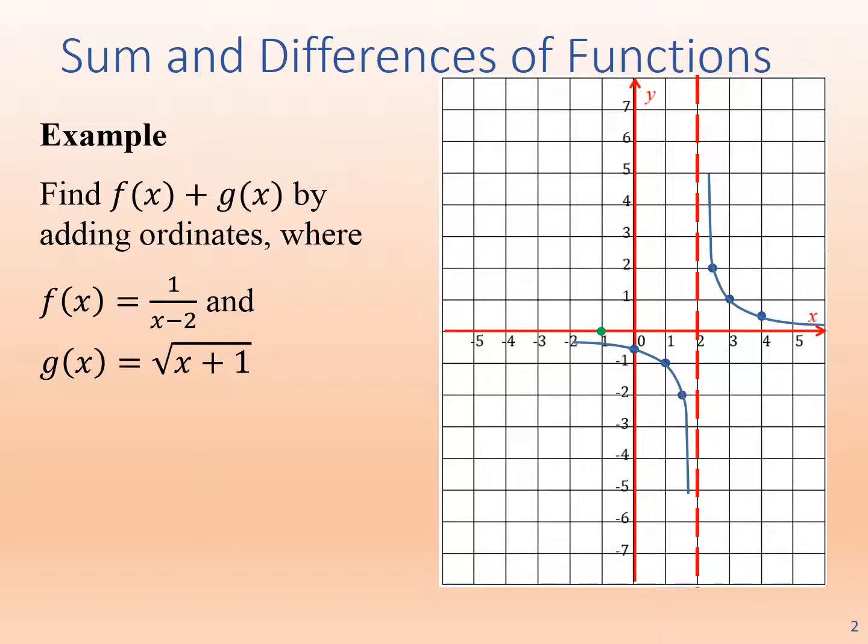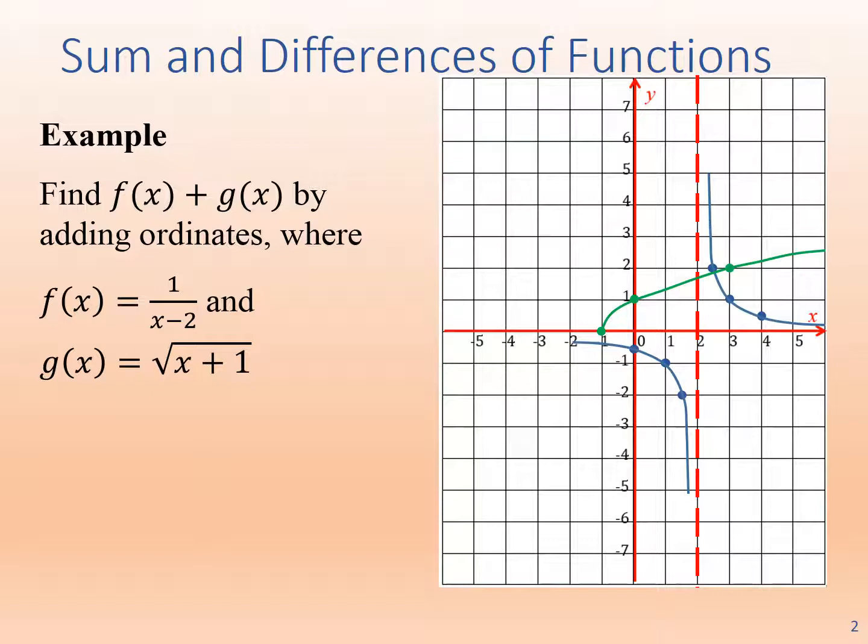We'll move on to x equals 0. We'll get the square root of 1 is 1. And now I'll jump over to x equals 3, and so 3 and 1 is 4 there, so square root of 4 is 2, so I can plot the point 3, 2. And once again I can join those up in a smooth curve to get that graph.